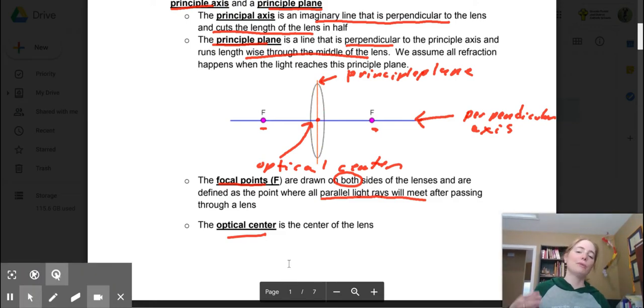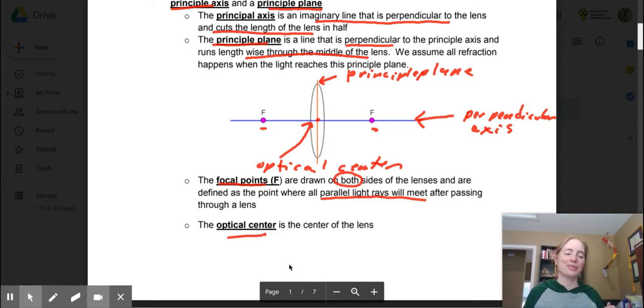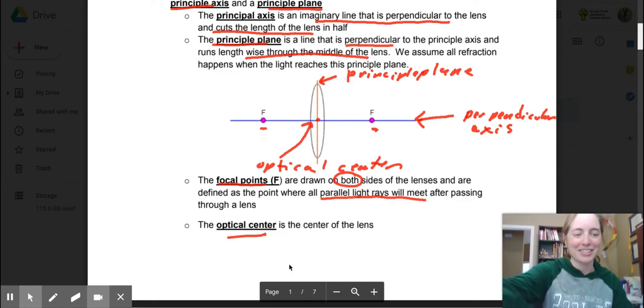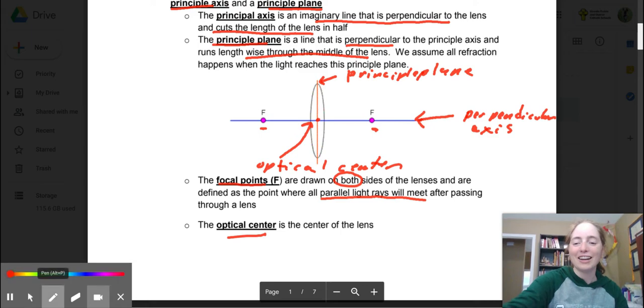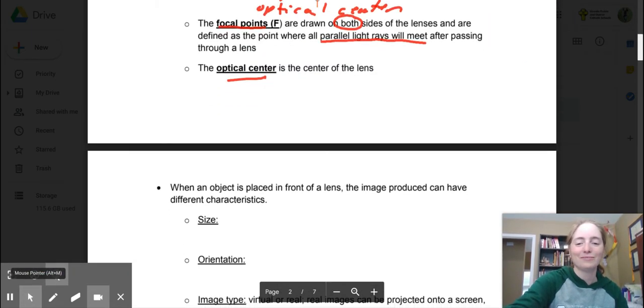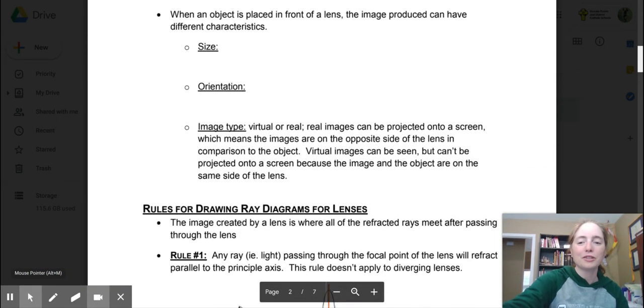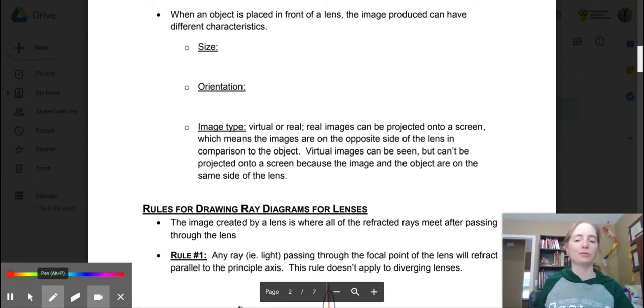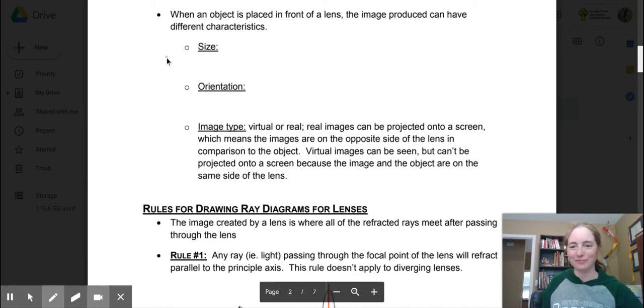Okay, so spend some time becoming comfortable with those terms, and then we're ready to go on to the next part. Okay, so we're going to scroll down, and we'll talk a little bit about image type and the size orientation that you can get with a lens when you're going to be looking at an object through it.